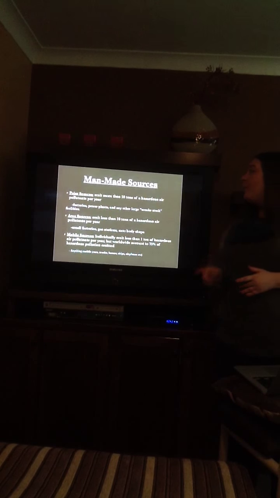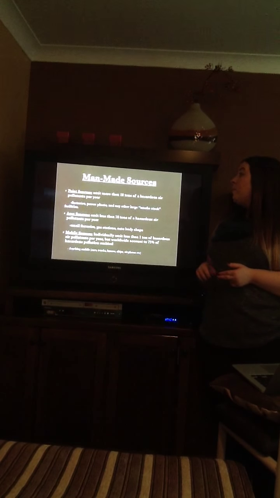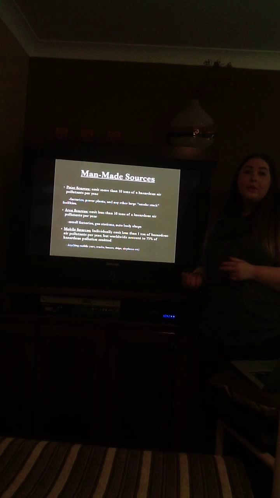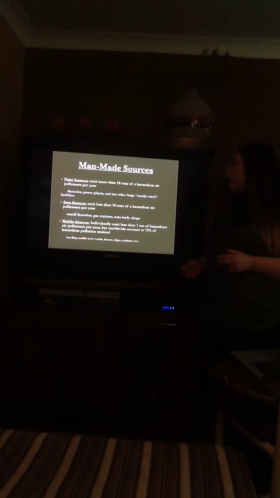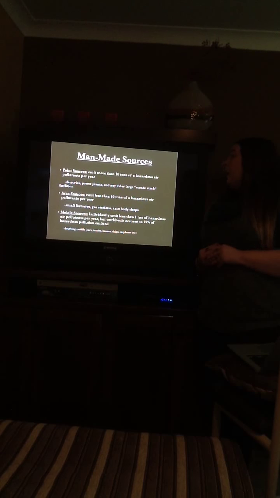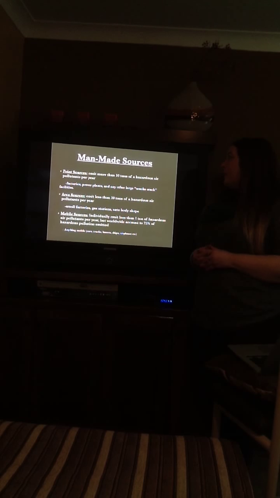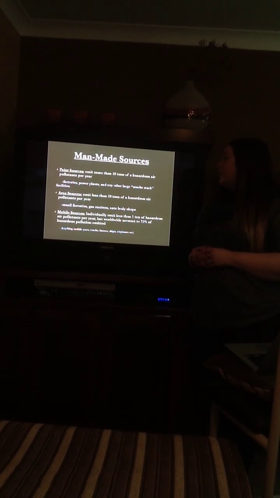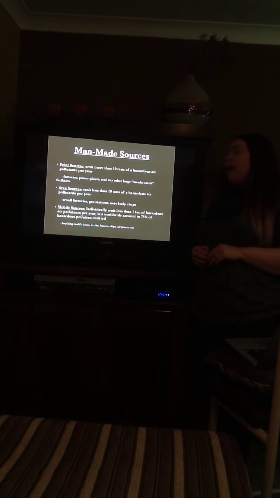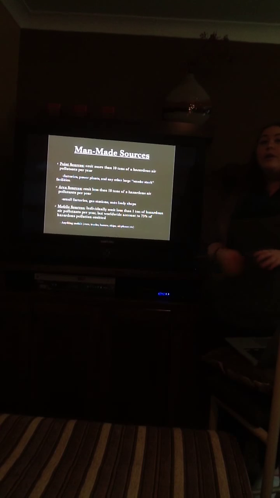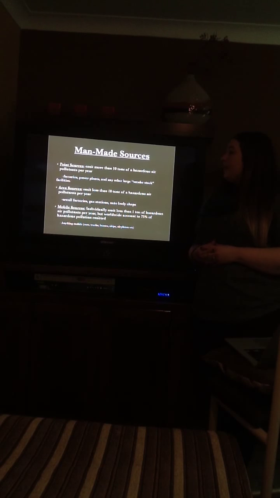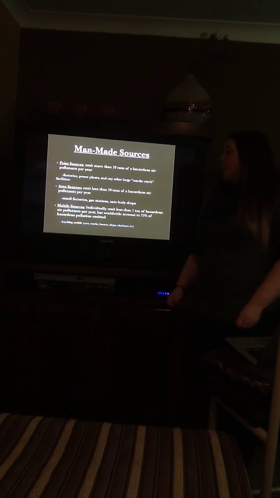The first type would be a point source. A point source emits more than 10 tons of hazardous pollutants per year. Examples of that would be large factories, power plants, or anything that's a smokestack facility. An area source is another type of man-made source. That emits less than 10 tons of hazardous air pollutants per year, and that would be more considered a small factory or small businesses such as gas stations or auto body shops. Now the third type of man-made source would be a mobile source.